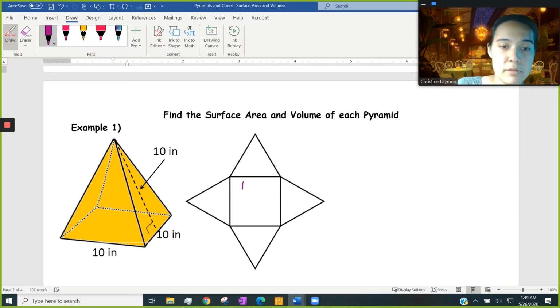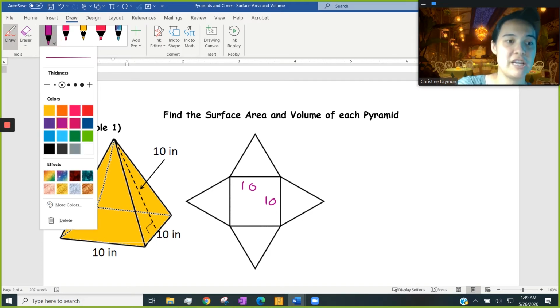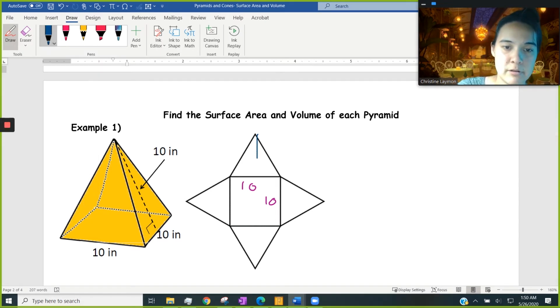Let's see what we know so far. We know that this is 10, and that is 10. And that's because of those bases. I also have that slant height as being 10. Let me go ahead and change its color. It's 10, but it's for a different reason being 10. So go ahead and show that this thing here and that thing there, those are also going to be 10. That's that slant height.